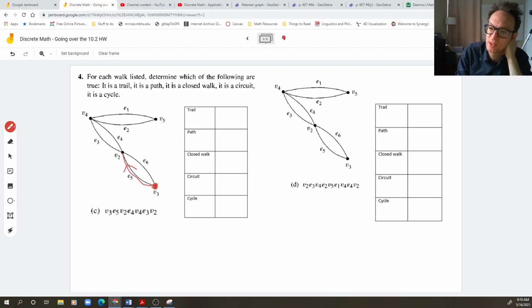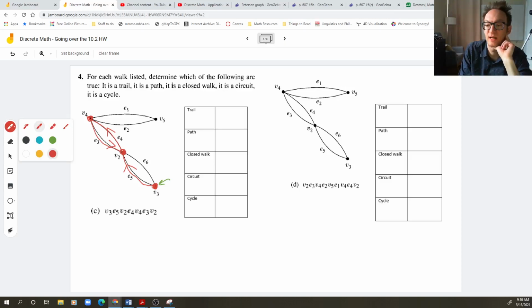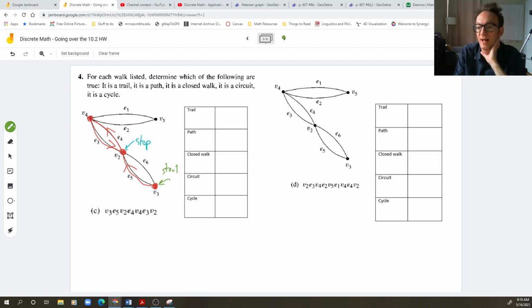So V3, let's just do this with less commentary now. V3 via E5 to V2, and then via E4 to V4, and then via E3, back to V2. What the hell just happened? Back to V2, and then we sort of stop. So maybe I'll write something like, stop there and start here. And now I think it's pretty clear what happened, right? We went jump, jump, jump. Okay. Well.